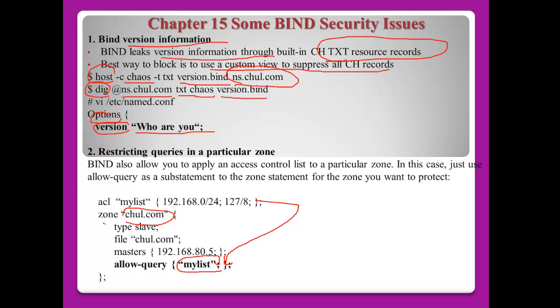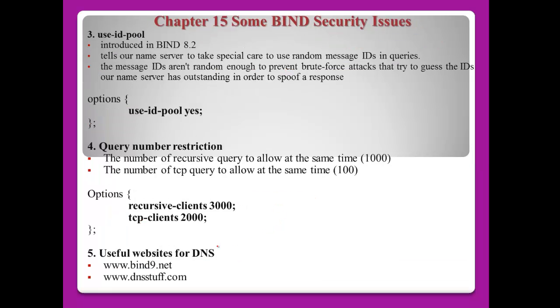So for each zone, you can define exact queries using ACL like this. Number three, use ID pool. Normally, this option was introduced in BIND 8.2. It tells our name server to take special care to use random message IDs.